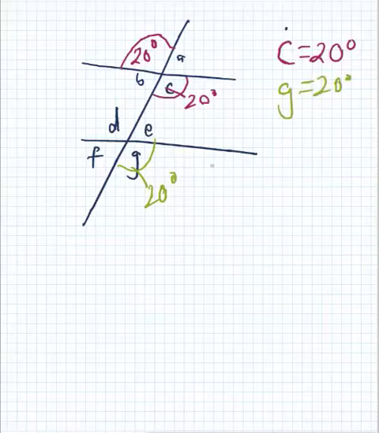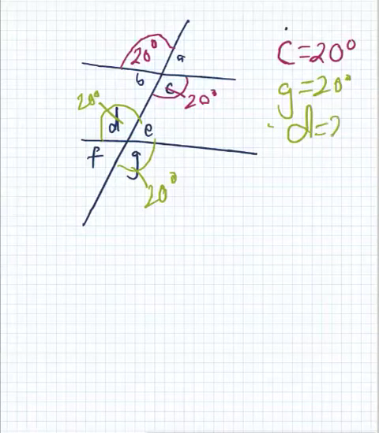Another thing is, if I go back to my C, which is 20 degrees, it is alternate to D. They're both inside the parallel lines, but one on this side and one on that side. So D is also 20 degrees. So D equals 20 degrees. Okay, my next thing that I can see, so I've looked at vertically opposite angles, I've looked at corresponding, I've looked at alternate.